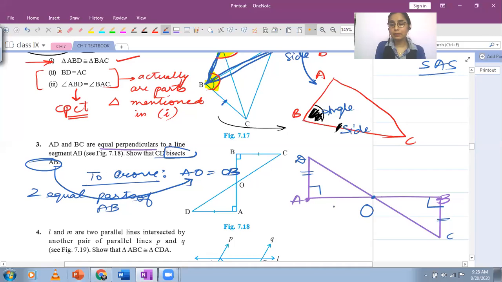You don't have to use this here, you have to prove that AO is equal to OB. Is the question clear? Yes, ma'am. Okay. Now, in this particular question, they have not indicated anywhere about congruence. Nothing is said about congruence in the question. But since this is a chapter based on congruence of triangles, you might have a clue that this will be proved with the help of congruence.